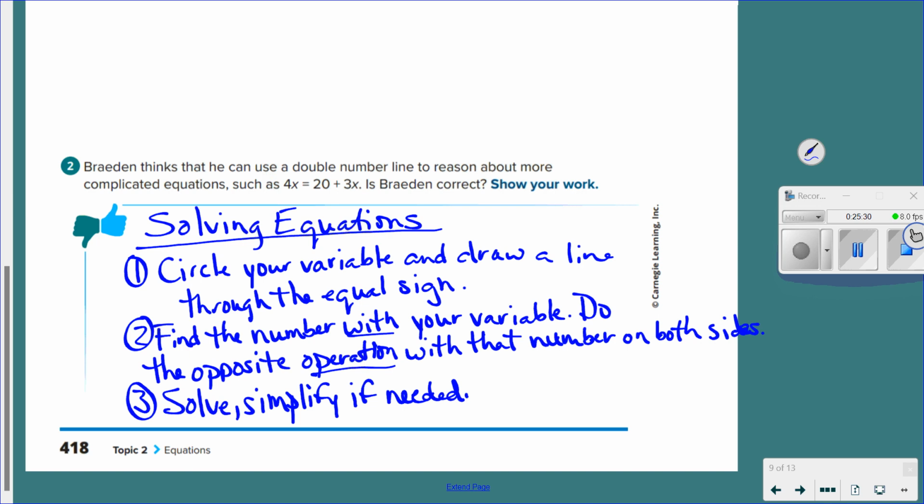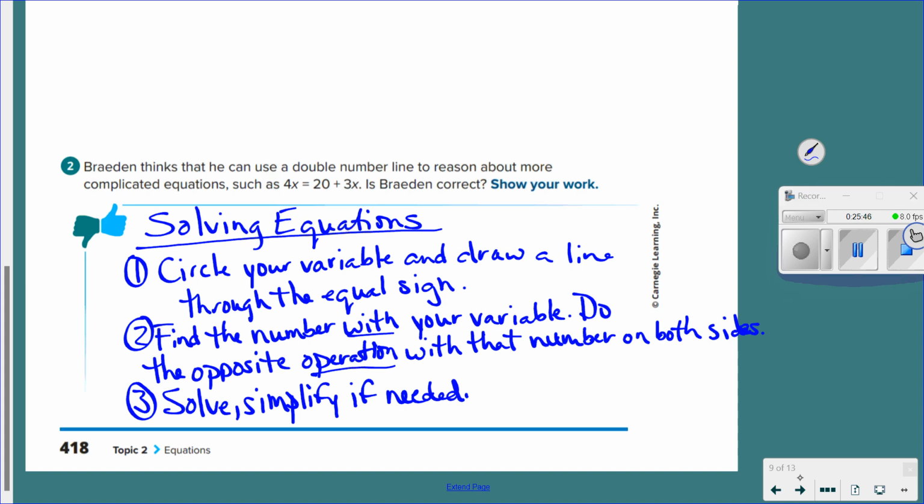Anybody need more time to write this down? Yeah, you're like 30 more seconds. Okay, guys, if you're going to get it written down, copy it off the video or from a table mate, but we need to keep moving.